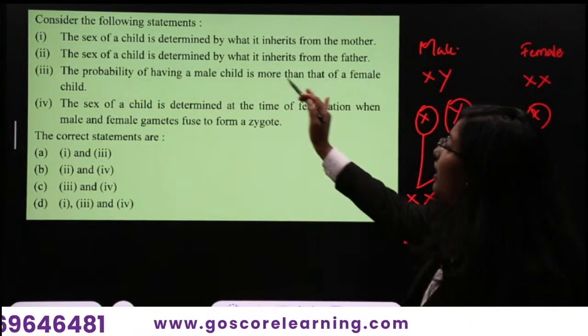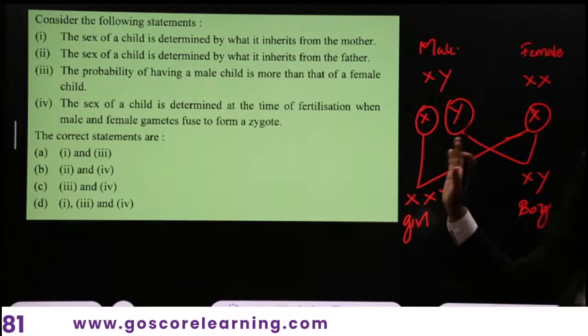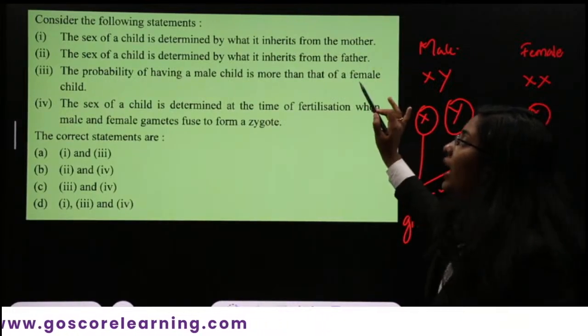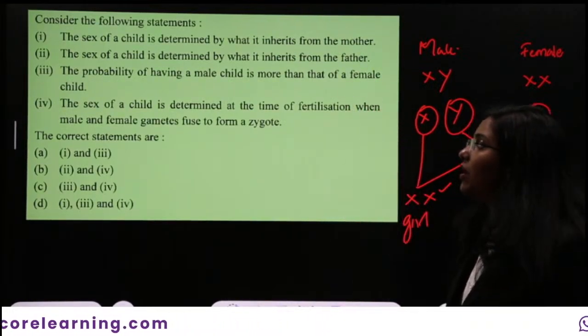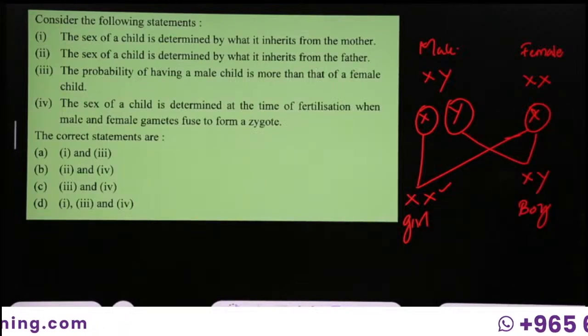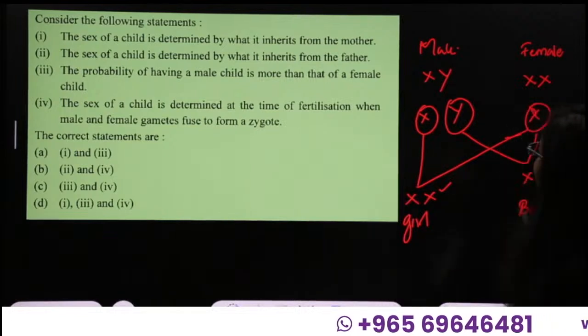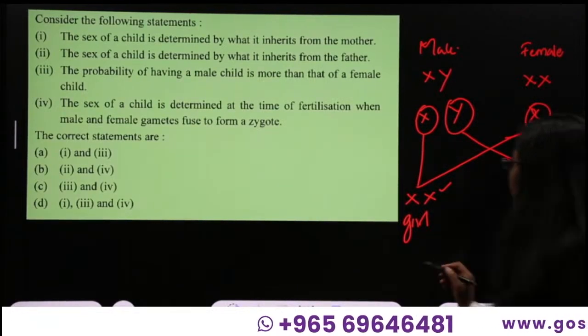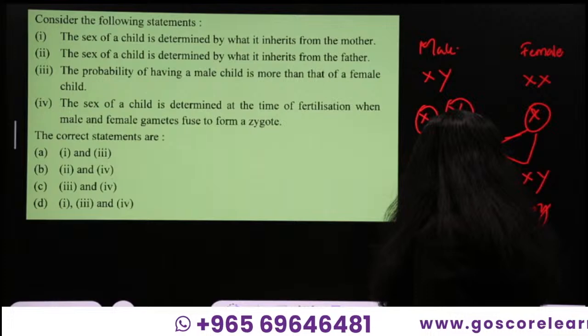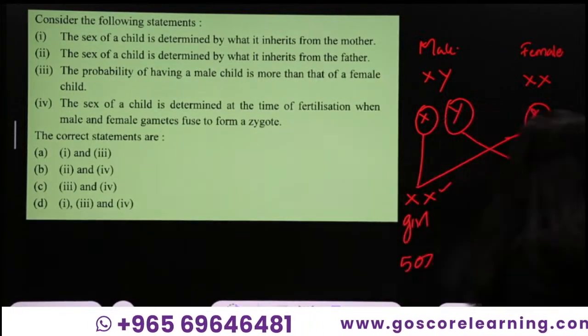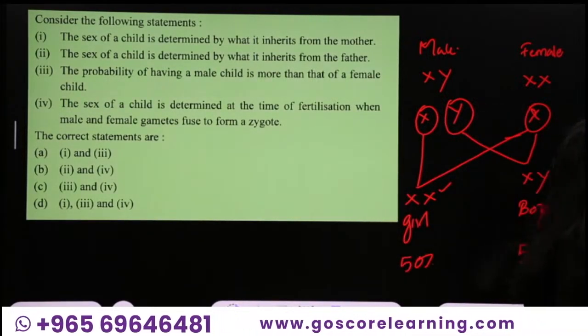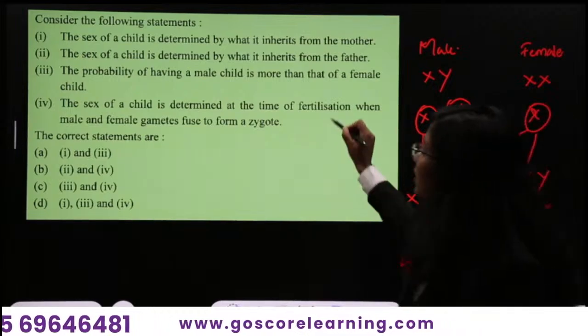Here it is clearly asked about how the sex is determined in the first two statements, and the third statement is about the probability of having a male child being more than that of a female child. When comparing, you can clearly understand the probability of a girl child to be formed is 50%, and the probability of a boy child to be formed is also 50%. So that statement is wrong.